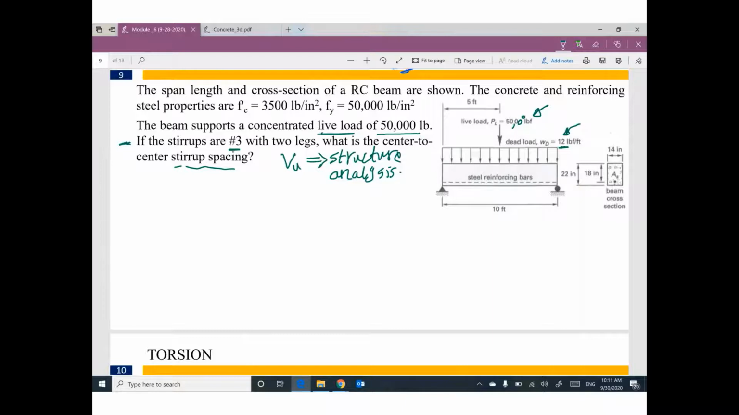By the way, own weight most of the time is not included, unless the problem says so. If the problem said the own weight is already included in the given dead load, then forget it. But if you read this problem or any other problem and nothing is mentioned about own weight, we have to figure it out. The own weight of this beam, do you remember? How can we figure it out? Yeah. 14 divide 12 times 22 divide 12 times 150.